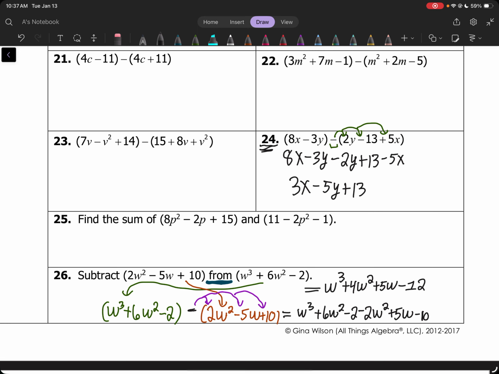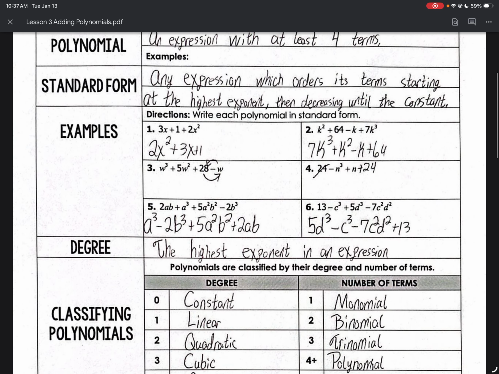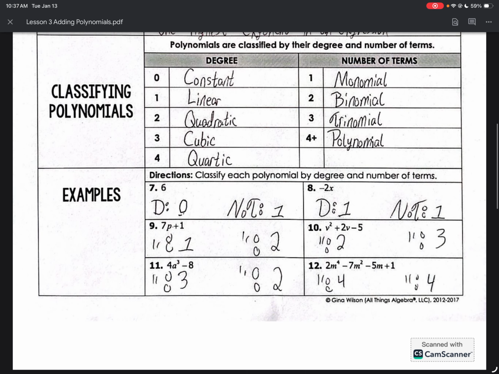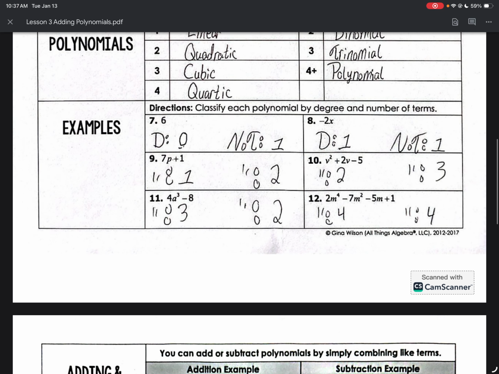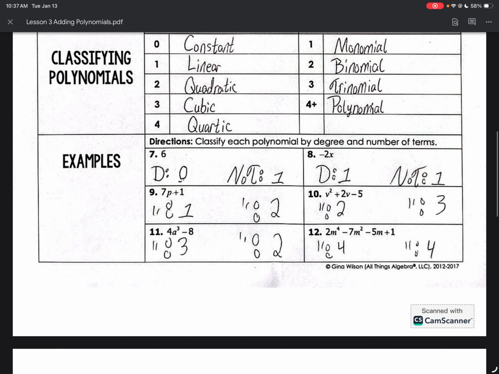So if you haven't already, try 25. Here's your answers. For numbers 7 through 12, I did not write out the type for the degree or number of terms. I will tell you though, since I didn't do them, number 8 would be a linear monomial, 9 would be a linear binomial, 10 would be a quadratic trinomial, and 11 would be a cubic binomial. Okay?